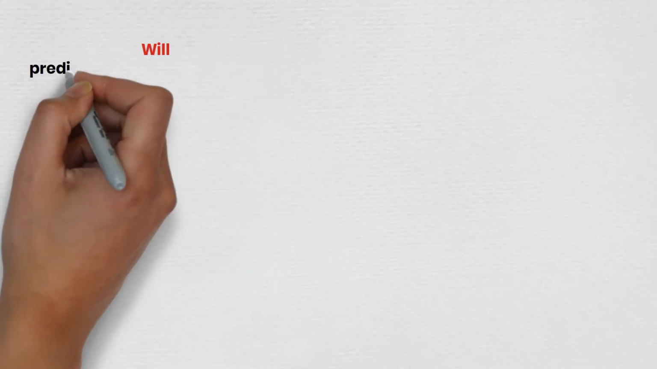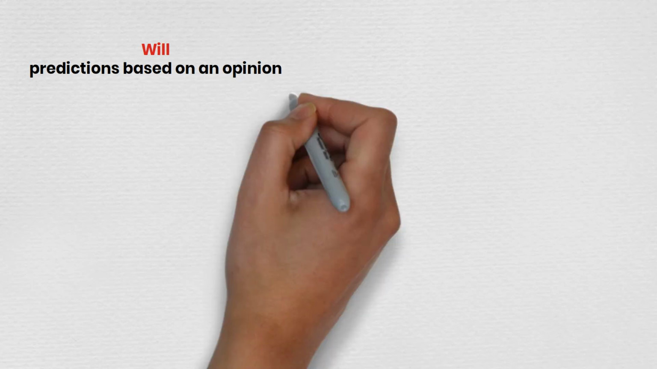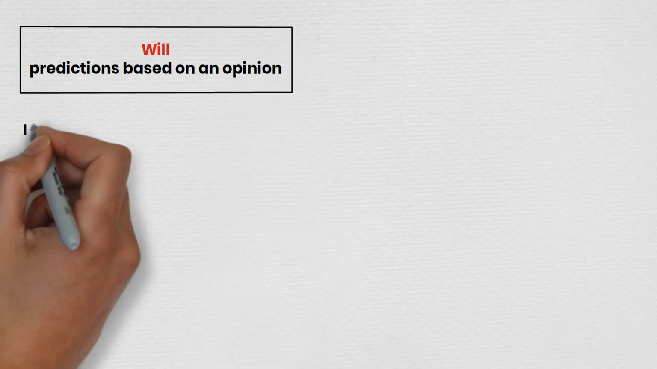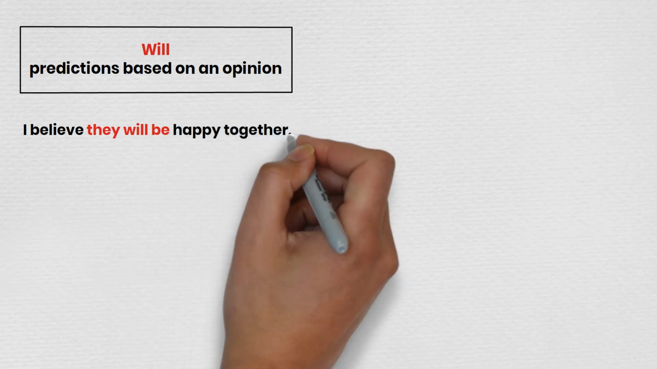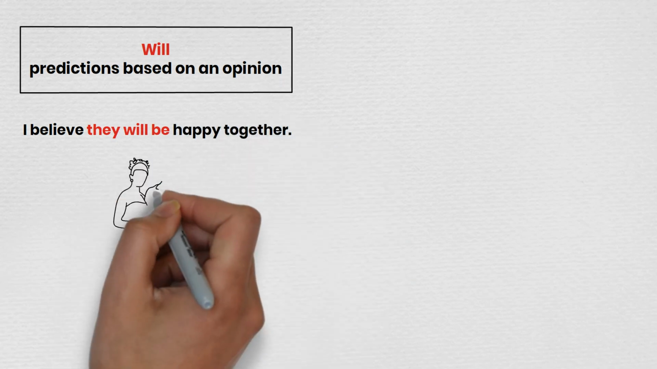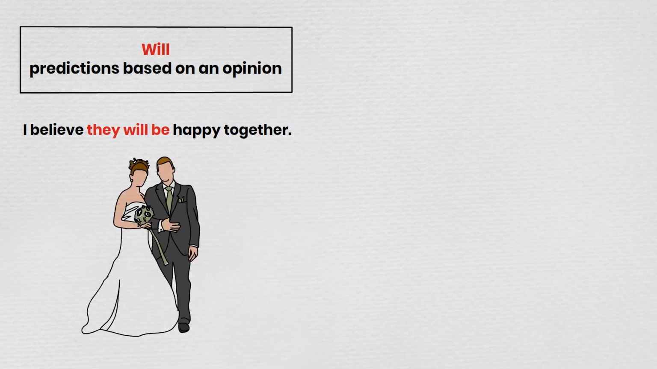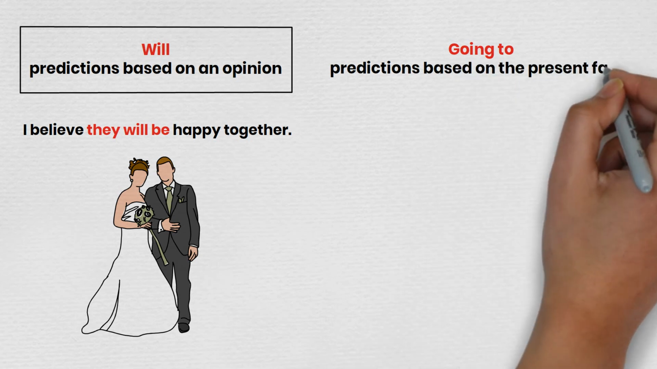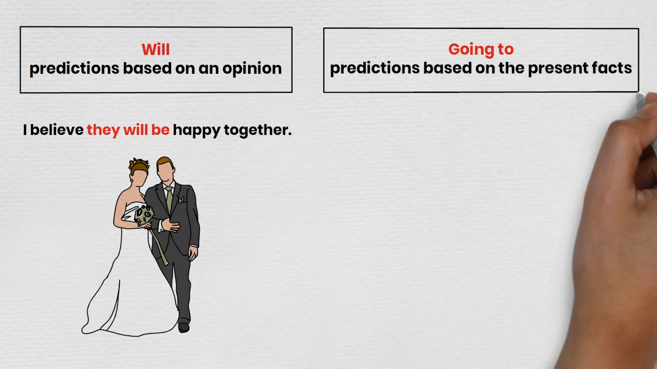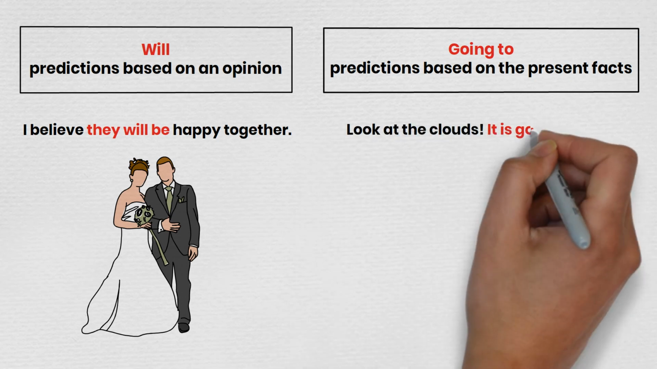We also use will for predictions based on an opinion. I believe they will be happy together. We use going to for predictions based on the present facts. Look at the clouds. It is going to snow.